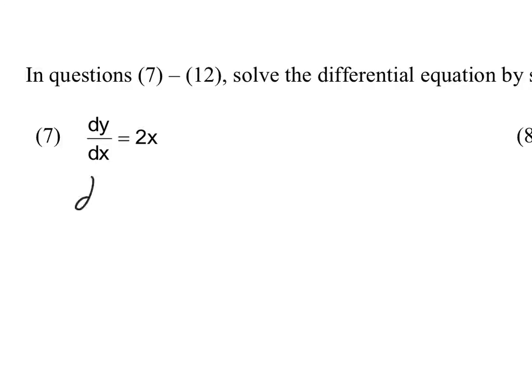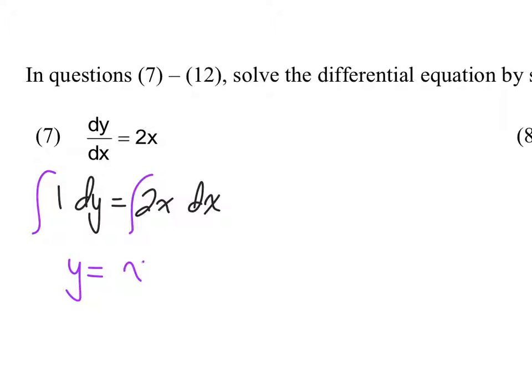All right, so cross multiply: dy equals 2x dx. But again, that dy is really a 1 dy. Integrate both sides. We're looking at y equals x squared plus c. Sometimes they're just really nice.